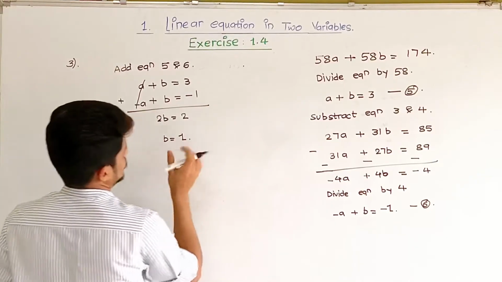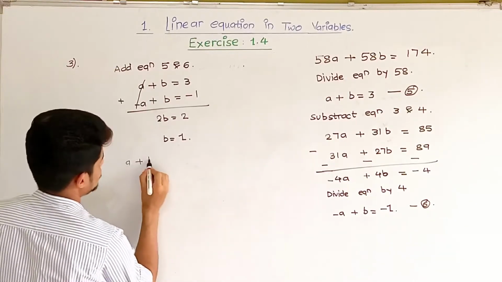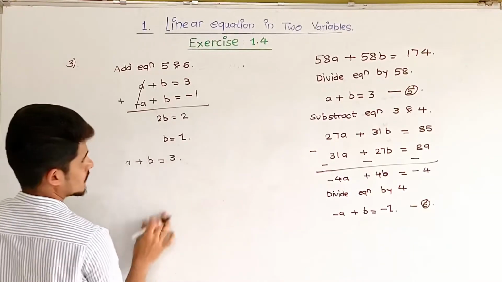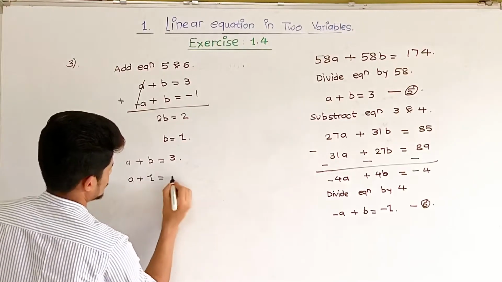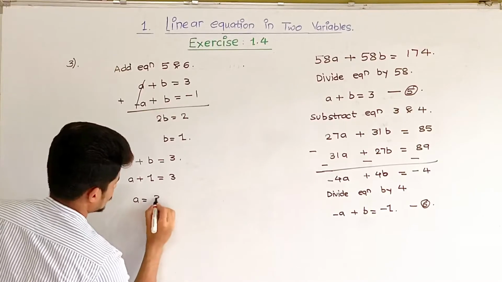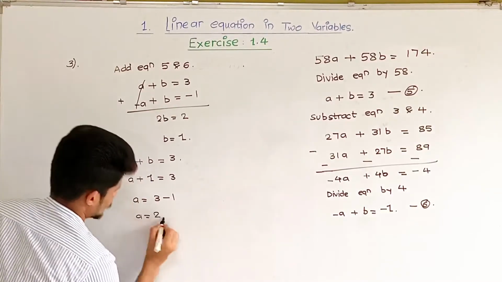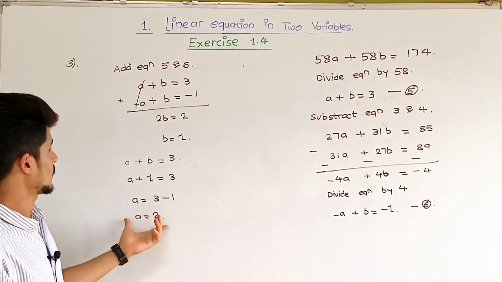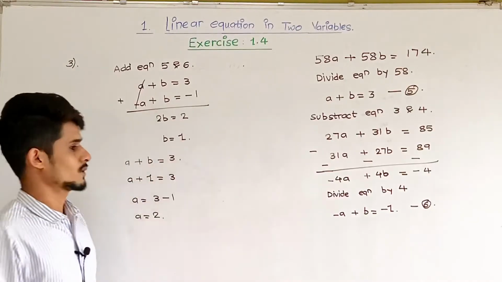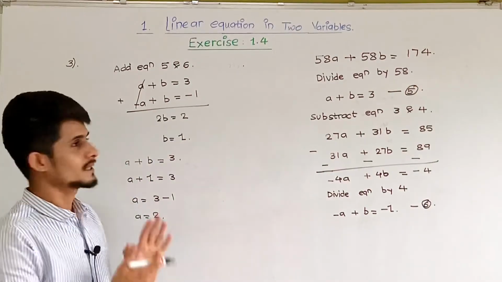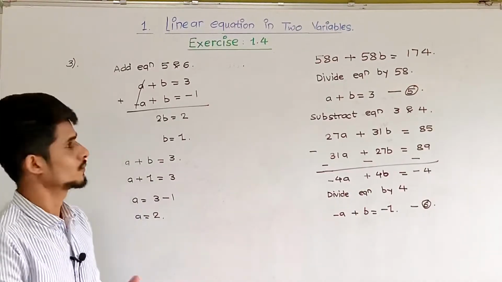So we'll substitute in equation 5. a plus b is equals to 3. Value of b is 1. So a plus 1 is equals to 3. a is equals to 3, 1 goes there, minus 1. a is equals to 2. So now we have the values of a and b. a is equals to 2 and b is equals to 1. This sum might be a little confusing, but if you solve it step by step, it will be easy for you.